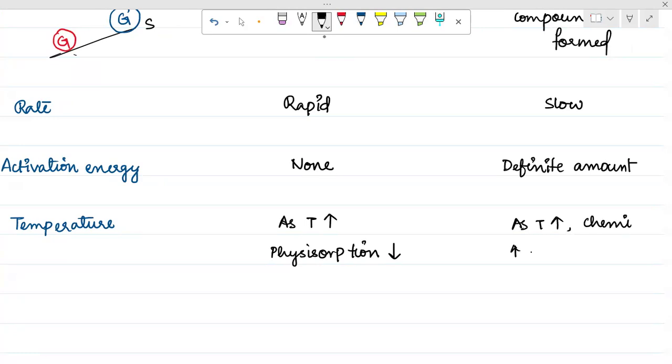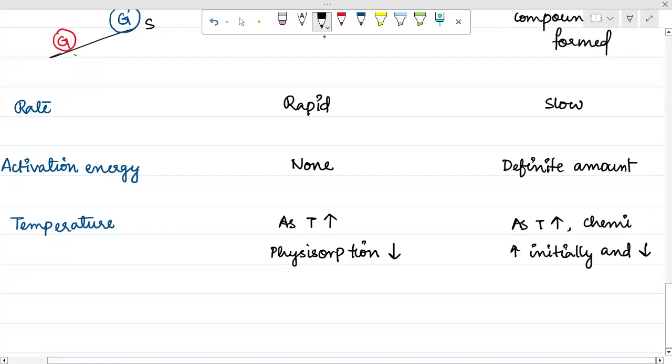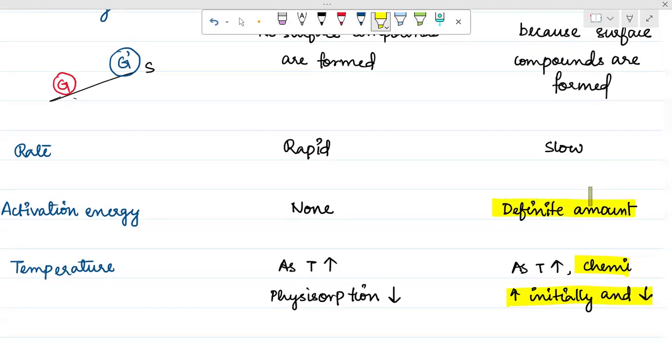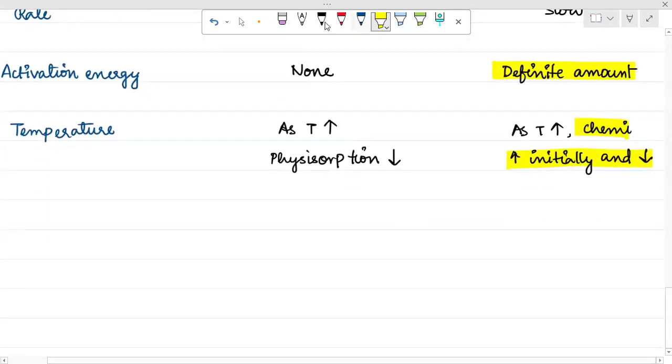While for chemisorption, as temperature increases, chemisorption increases initially and then decreases. Very important. Why? Because for chemisorption, we already said that it requires some amount of activation energy. We have already learned in chemical kinetics that when you provide temperature to the system, it enables it to attain the activation energy quickly. So as temperature increases, chemisorption increases initially, but then it falls down. It has an optimum value beyond which it won't work.